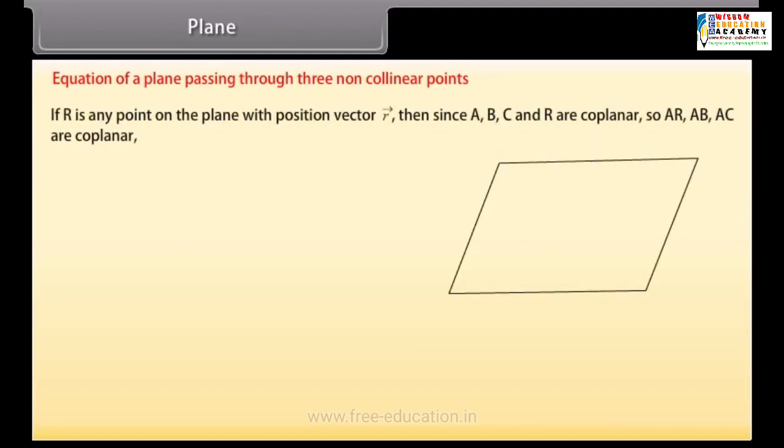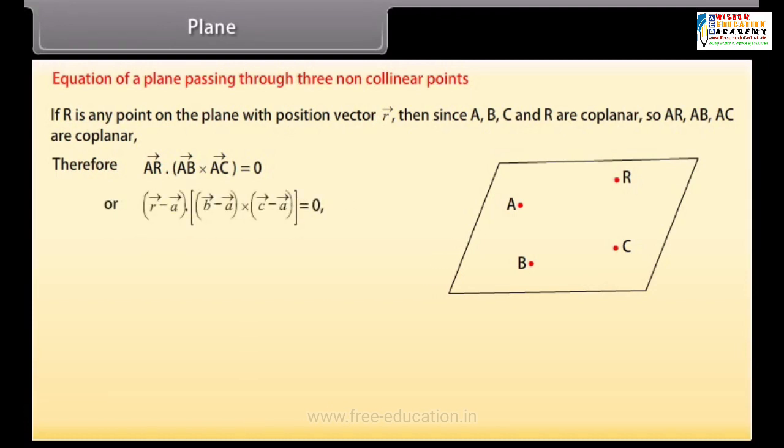If R is any point on the plane with position vector R, then since A, B, C and R are coplanar, AR, AB, AC are coplanar. Therefore, dot product of vector AR and cross product of vector AB and vector AC equals 0. Or dot product of vector R minus vector A and cross product of vector B minus vector A and vector C minus vector A equals 0.